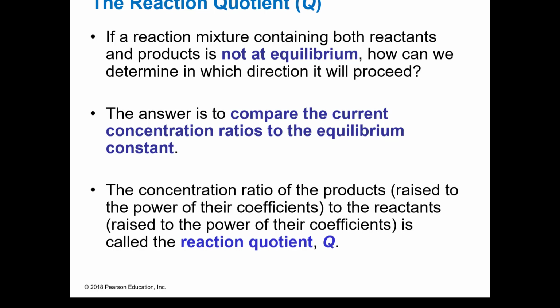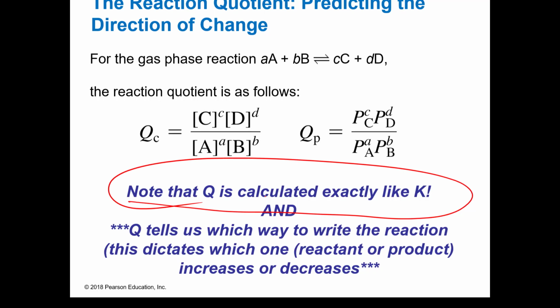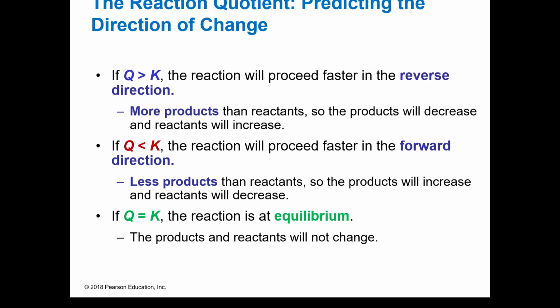And so what you do is you compare the measured current concentration ratios to the equilibrium constant, and if it is equal to that, then it is at equilibrium. So if Q is equal to K, then it's at equilibrium. You calculate it exactly the same way, except you just don't know if they are at equilibrium or not. And so it tells you which way that reaction is going. On the next slide, I tell you how to interpret this.